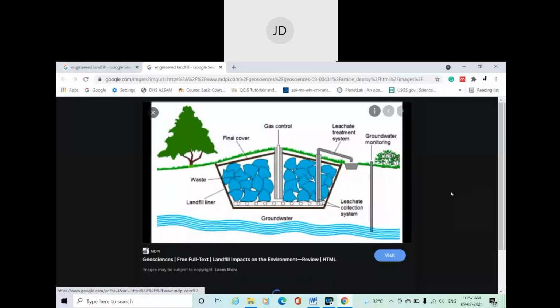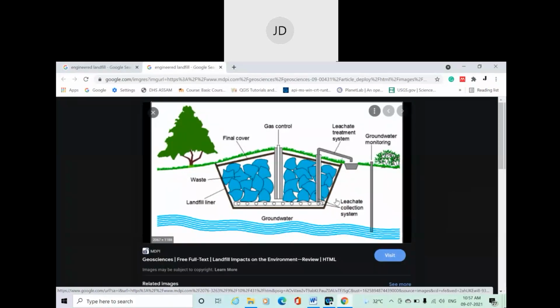So this is a diagram similar to the one I have given you; the only difference is in color. Here you can see the groundwater table, far below the landfill. This is a vertical pipe, and this is the leachate collection system. Leachate, as I already told you, is the liquid waste formed whenever waste mixes with water. Overall, this is called a landfill.